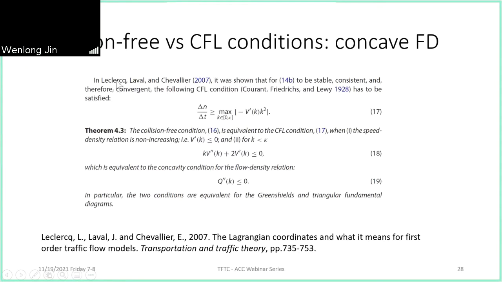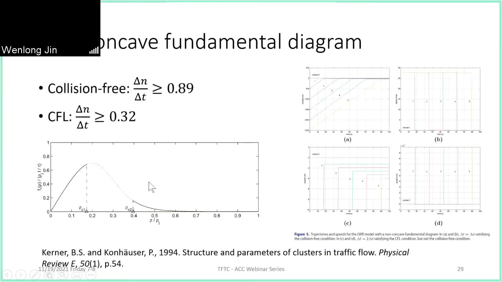And then earlier in Leclercq, Laval, and Chevallier, there's the safe-error condition, right? Now let's compare the safe-error condition and the collision-free condition. It turns out again for the nice fundamental diagram, they are equivalent. But if we have a non-concave fundamental diagram, okay, like this one in Kerner and Konhäuser, then these two conditions are not the same. Basically, the collision-free condition means that the delta t should be small, while in the safe-error condition, the delta t can be relatively larger.